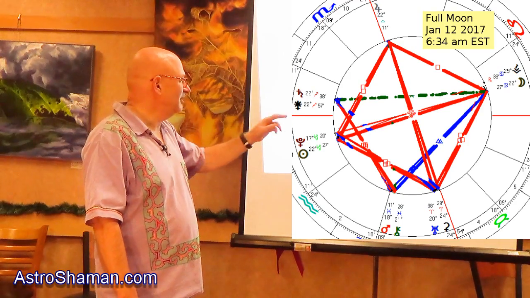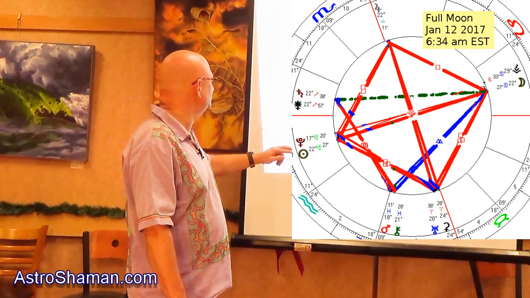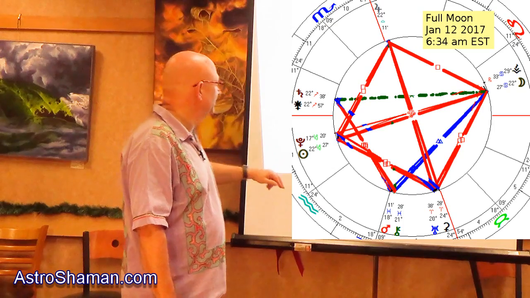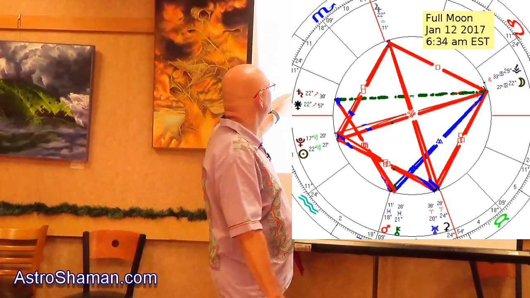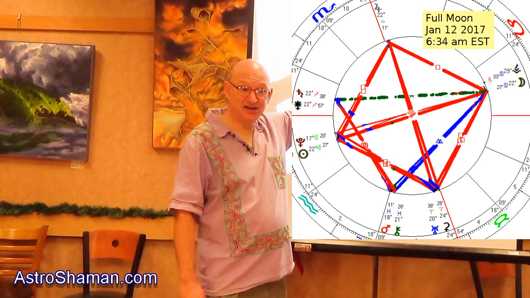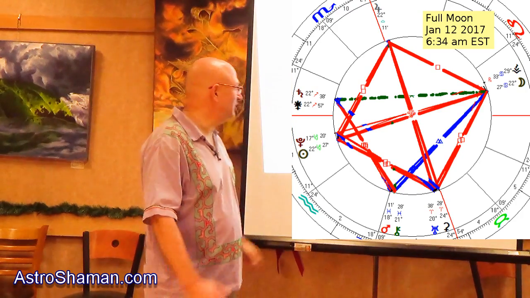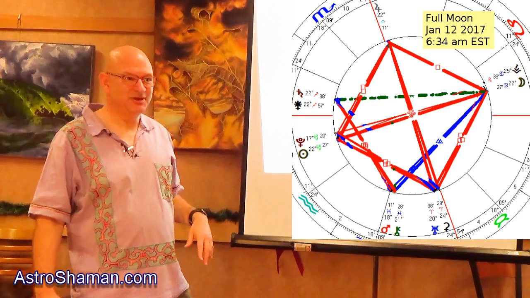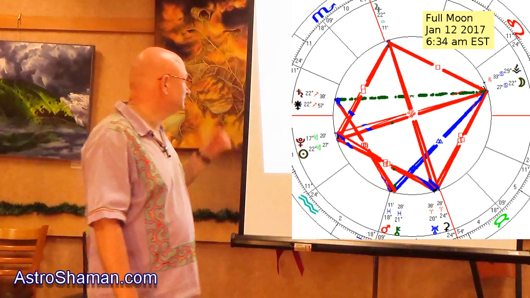And remember what I told you, it's all here. The Grand Cross with Uranus, Pluto, Jupiter, and Vesta is there. So basically the full moon aligns with that Grand Cross that we already talked about. And that becomes its primary theme.